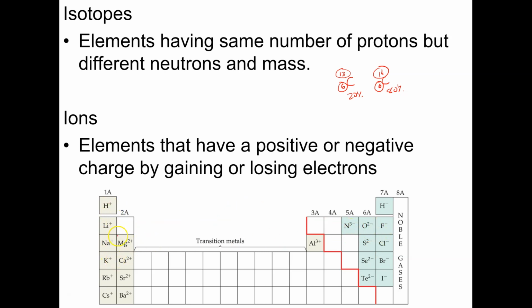If they're positive, they lost electrons, they're losers. If they're negative, they gained them. So this, for example, lost 1, this lost 2, this gained 3, gained 2, gained 1. That's where the charges come from.